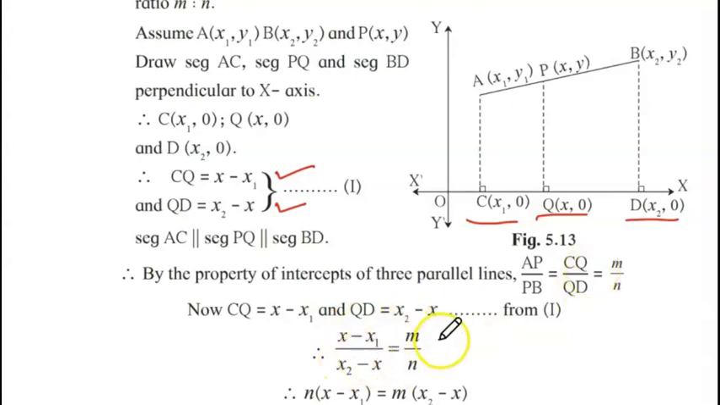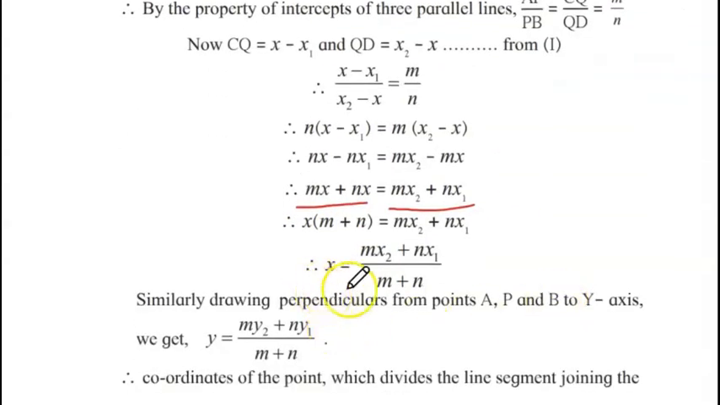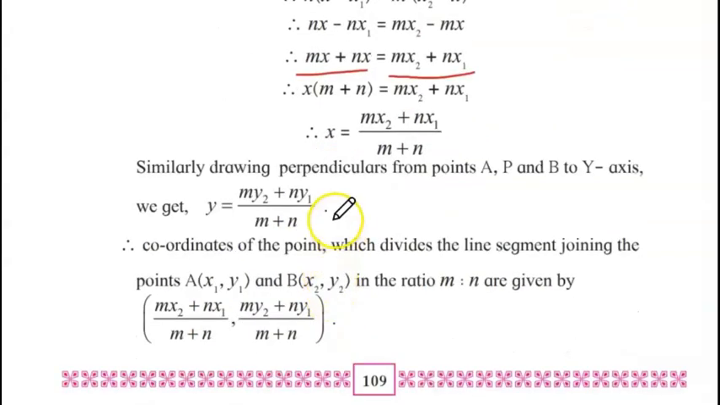मग या व्हॅल्यूज इथे सबस्टिट्यूट करणार. Then the cross multiplication. एका बाजूला x च्या टर्म्स कलेक्ट करायच्या आणि दुसऱ्या बाजूला x1 and x2. Take x as common from here and then you will get x is equal to mx2 plus nx1 upon m plus n. Similarly, drawing perpendiculars from points A, P and B to the y-axis, you will get y is equal to my2 plus ny1 upon m plus n.